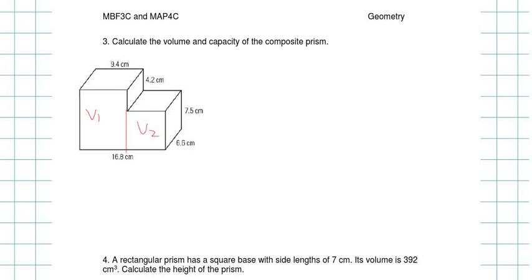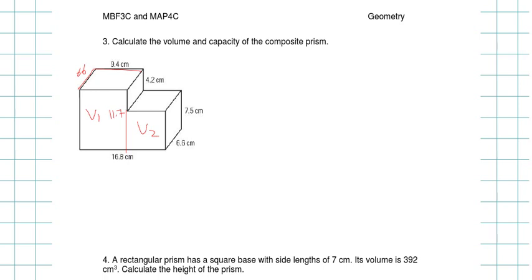For the first one, my length is 9.4. My width is going to be the same as the bottom width, so that's going to be 6.6. And then for my height, it's going to be the, can I see the height? 7.5 for this, and then 4.2. So you're going to have to add the 7.5 and the 4.2 to find your total height. Okay, so that's going to be 11.7 for the height.